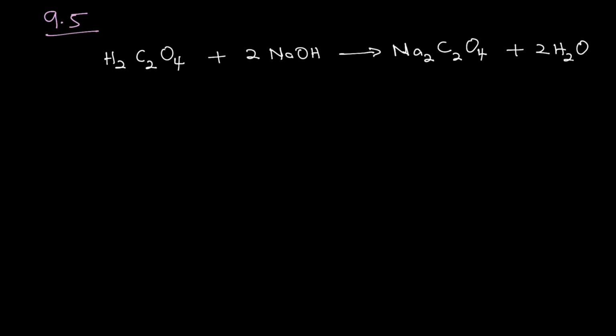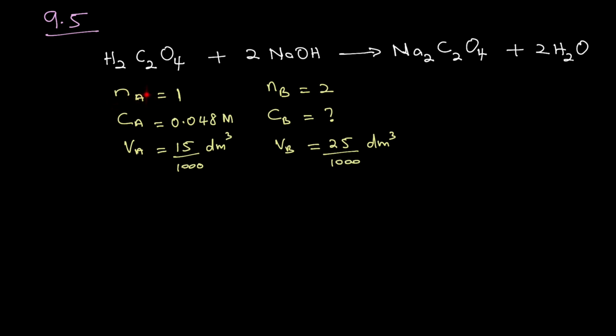Question 9.5. The student found that the 25 centimeter cube of the sodium hydroxide solution was neutralized by 15 centimeter cube of the 0.048 mole per decimeter cube of ethane dioic acid solution. The equation for the reaction is shown here, and calculate the concentration of sodium hydroxide solution in mole per decimeter cube. Okay, so I've got the stoichiometric mole. This is 1, so that's the stoichiometric mole of the acid, and this is 1 because here is 1.